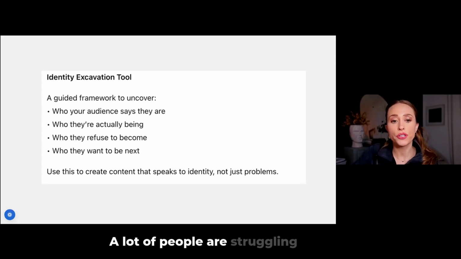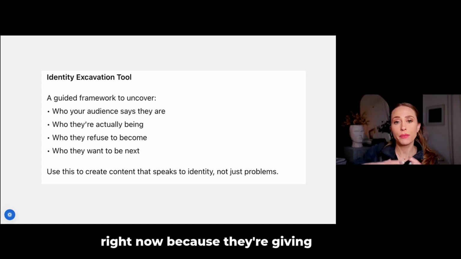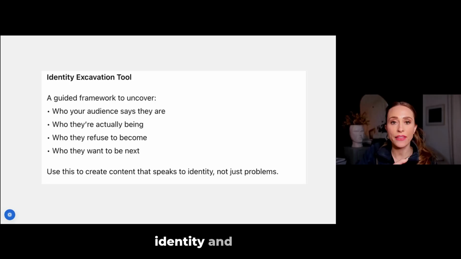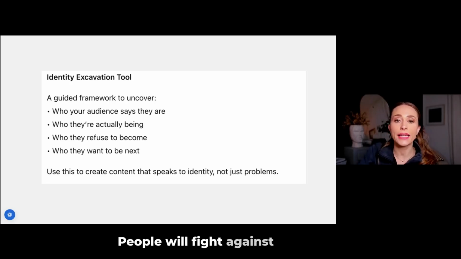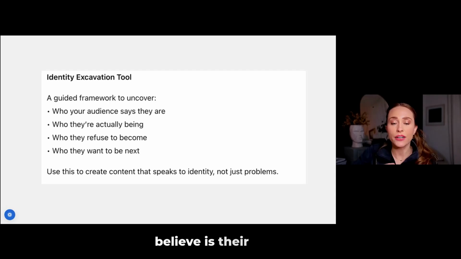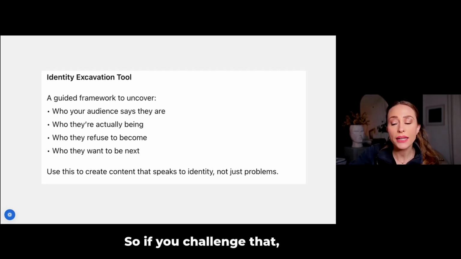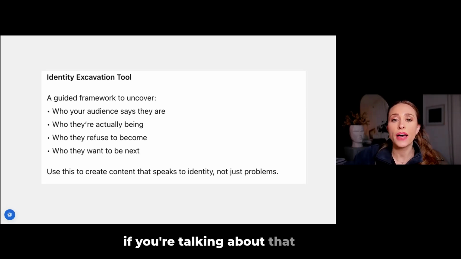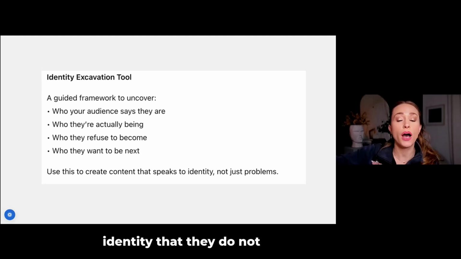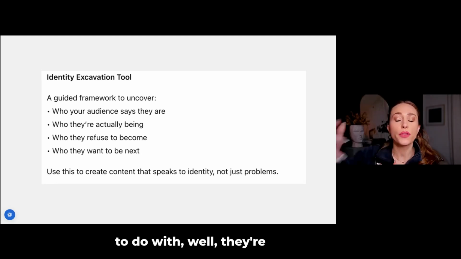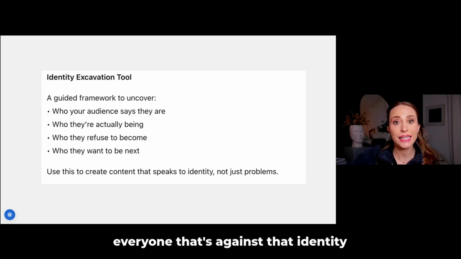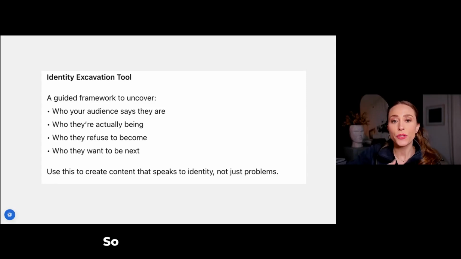A lot of people are struggling to grow right now because they're giving people information instead of challenging their identity and that belief. People will fight against what they believe is their identity. So if you challenge that, they are engaged. They're listening. If you're talking about that villain identity that they do not want anything to do with, well, they're going to be in agreement with that type of content. And everyone that's against that identity will also engage. So you're going to have a mix of both, but that's how you're going to grow.